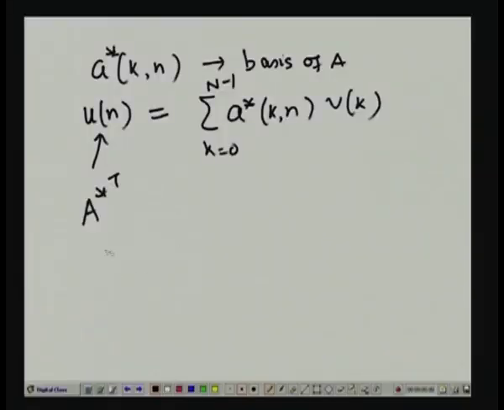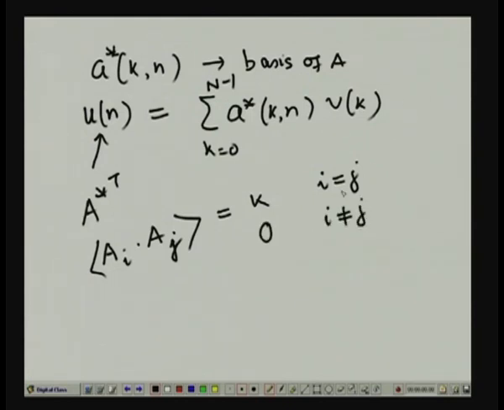And if I take the dot product of a column with itself, this dot product is going to be non-zero. So, if I take two columns A i and A j and take the dot product of these two columns, this dot product will be equal to some constant k whenever i is equal to j, and it will be equal to 0 whenever i is not equal to j. If this property is followed, then the matrix A will be a unitary matrix.